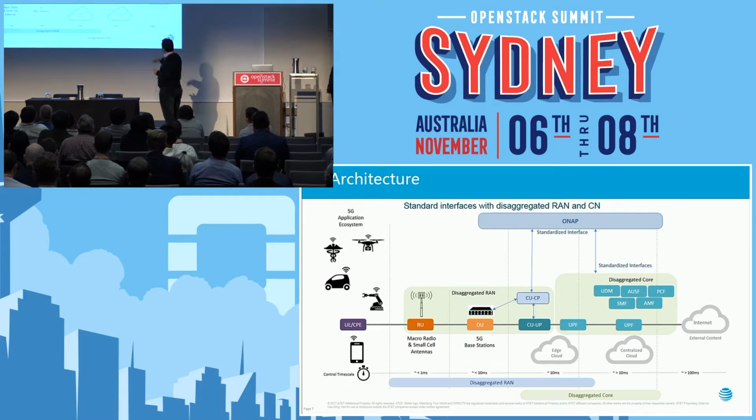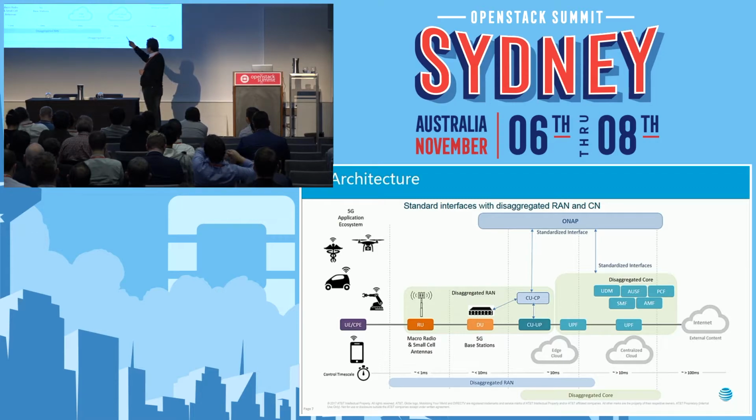And then we have a similarly disaggregated core. So instead of boxes that have all these functions that will do a given set of functions, here we have a set of functions that we can flexibly put into those 4 or 5 locations. Those are fundamental architectural locations: centralized clouds, edge clouds, base stations, and macro, the radio units, the antennas.